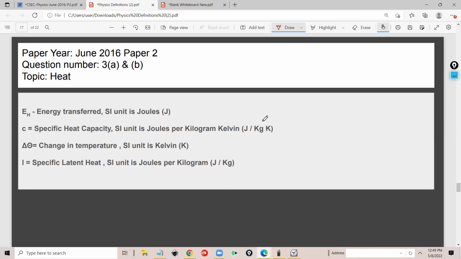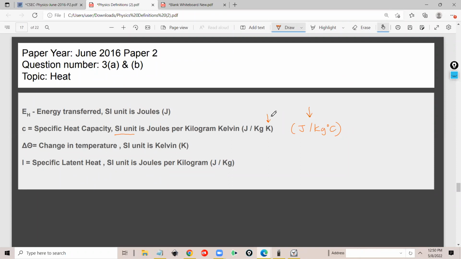The SI unit, right, is joules per kilogram Kelvin. I know some people have joules per kilogram degrees Celsius. This is also regarded as correct in the exam. But if they're asking for the SI unit, to be safe, use Kelvin, because the SI unit for temperature is not degrees Celsius. It's actually Kelvin.